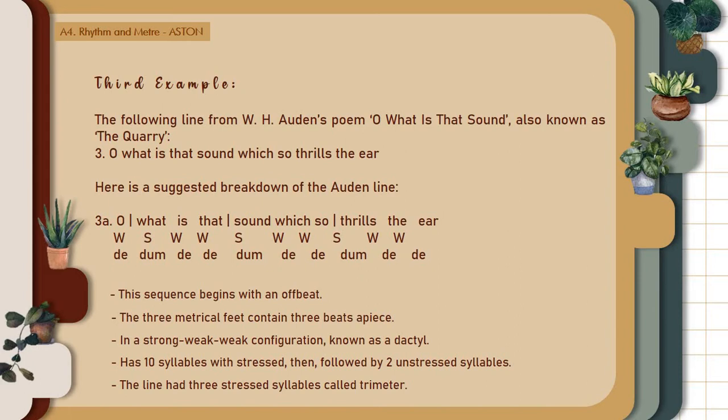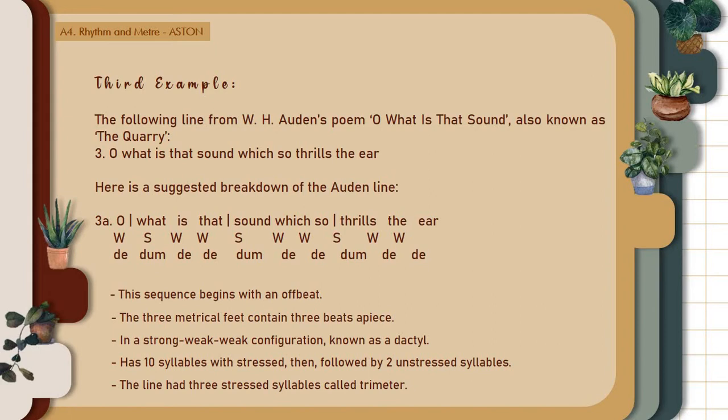Okay, so the next example, the following line from Wystan Hugh Auden's poem, "Oh, what is that sound?", which is also known as the crowing, represents another, slightly more complicated type of versification. Oh, what is that sound which so thrills the ear? Here is a suggested breakdown of the Auden line. Oh, what is that sound which so thrills the ear?